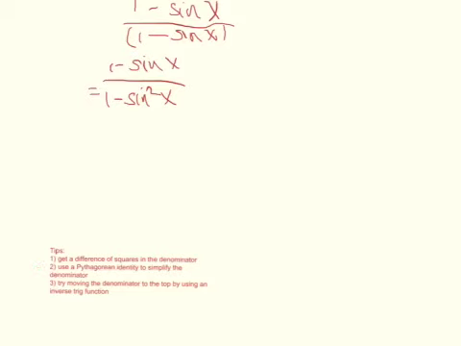Next I'm going to use tip 2 from what we've been learning. Use a Pythagorean identity to simplify the denominator. This is the point where I get out my sheet of identities and look at which one seems to make sense given this denominator. Now, for this denominator, only one of those should make sense because only one of them has sine x in it, or sine squared x in it. So that one is sine squared x plus cosine squared x equals 1.